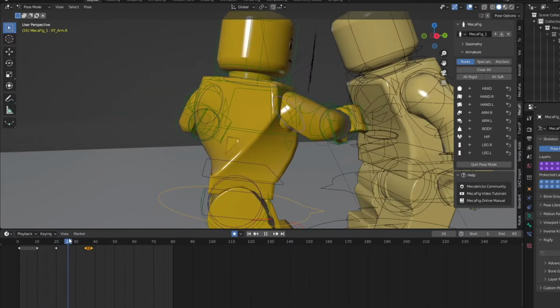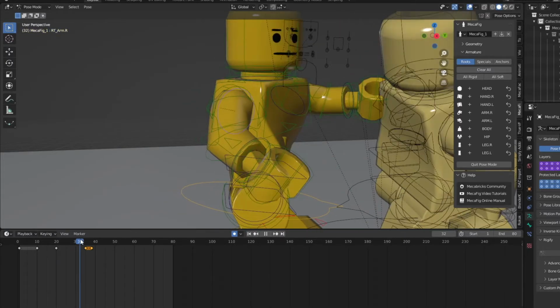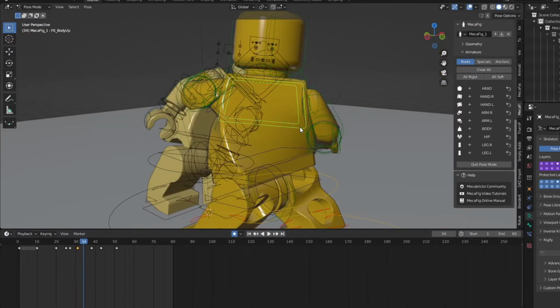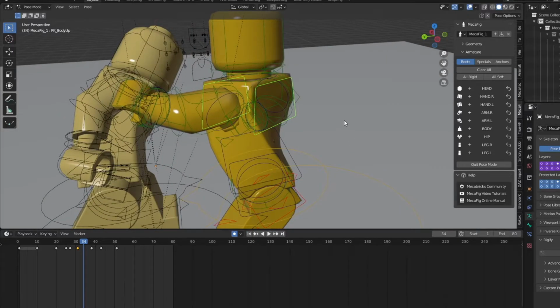So after that, he did another punch. It's the same way as the first one. Twist the torso and use this root bone right here.